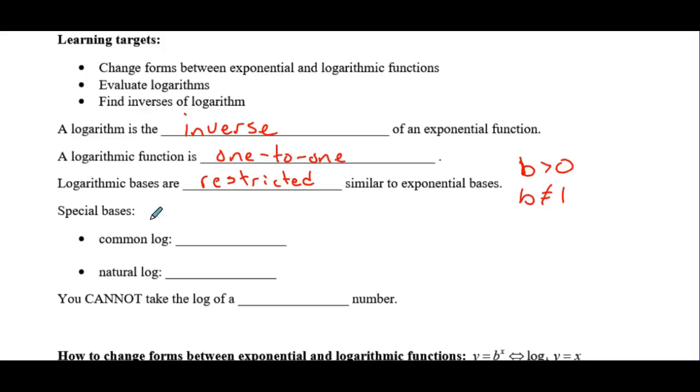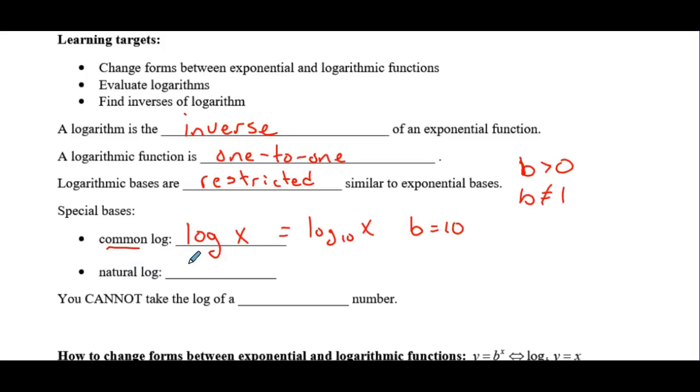Our special bases are going to be the common log, which you'll see written as something like log of x. And you notice there's no base written here. Well, that's going to be understood as log base 10 of x, where the base is a 10. So when the base is a 10, we're not going to write it in. We're just going to leave it log x, and we call that the common log.